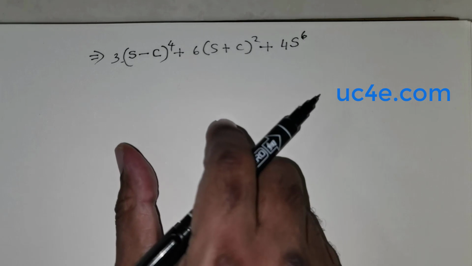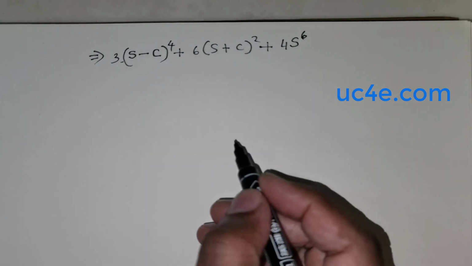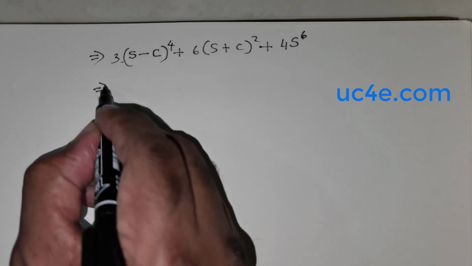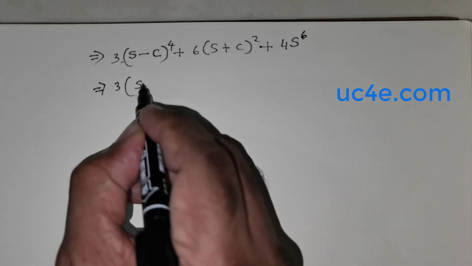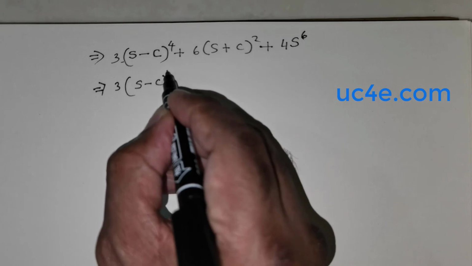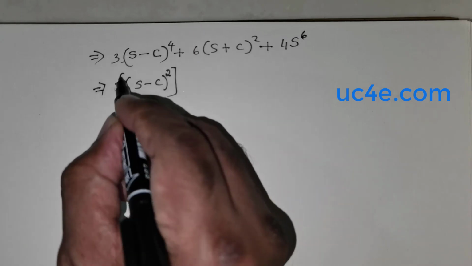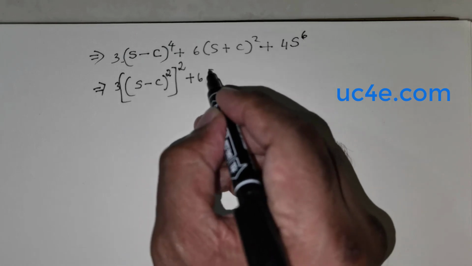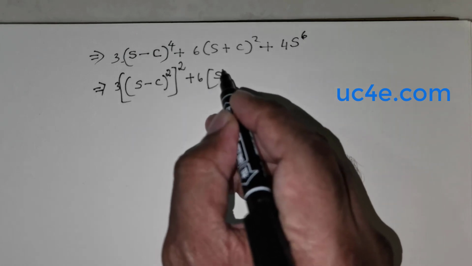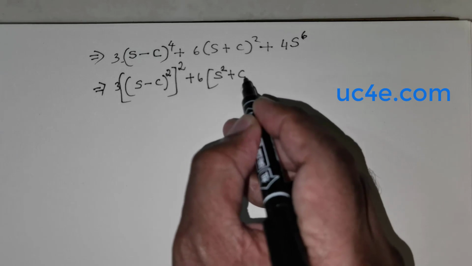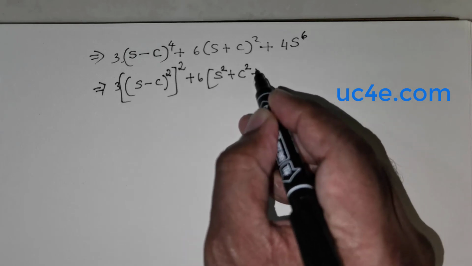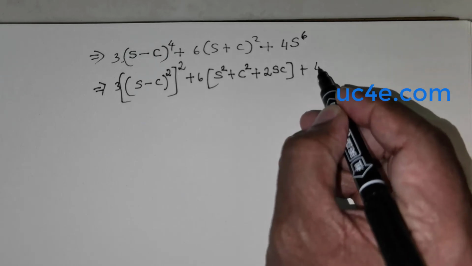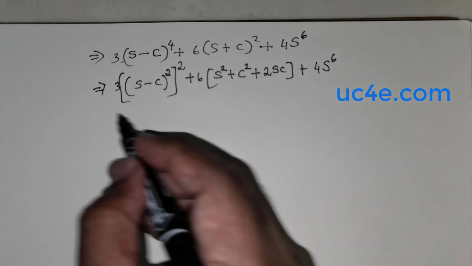So let us simplify this and find out what exactly this expression is taking us to. I can rewrite this as 3 times (S minus C) squared, raised again to the power of 2, plus 6 times, if I were to expand this, I would get S squared plus C squared plus 2 times S into C, plus 4 times S raised to the power of 6.